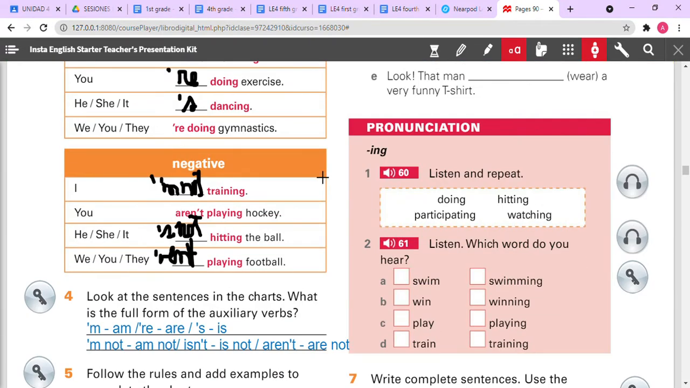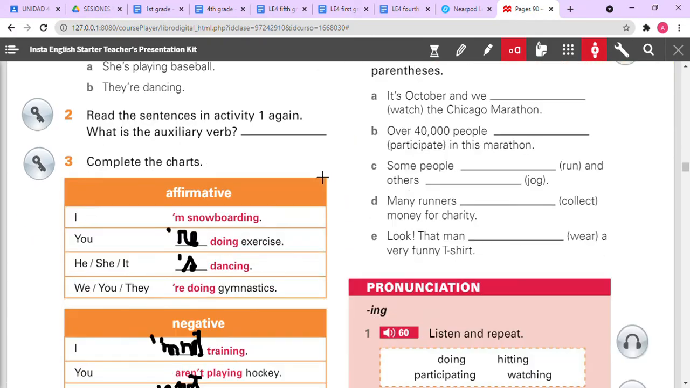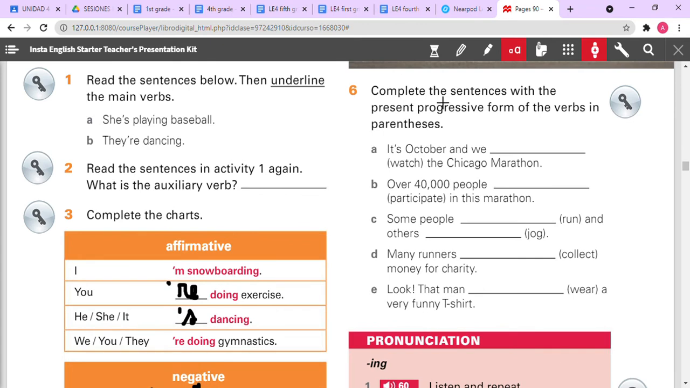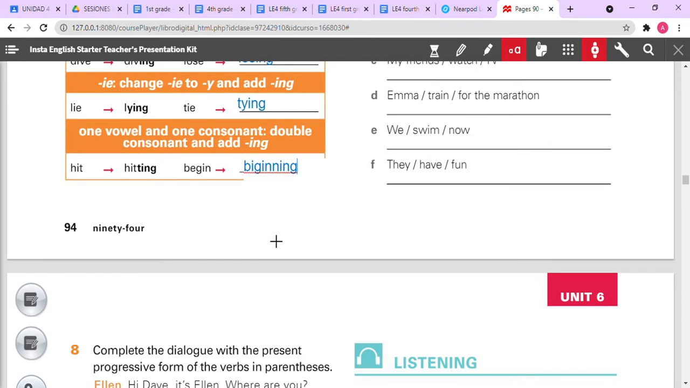Okay? Perfect. Now let's see if you understand the idea. Complete the sentences with the present progressive form of the verb in parentheses. So what do you have to do? To add ing, but remember to follow the rules. Where are the rules? The rules are here in activity number 5.